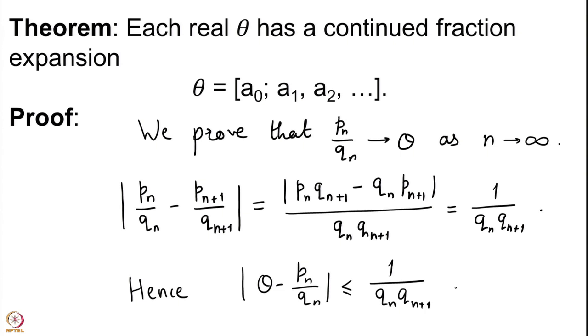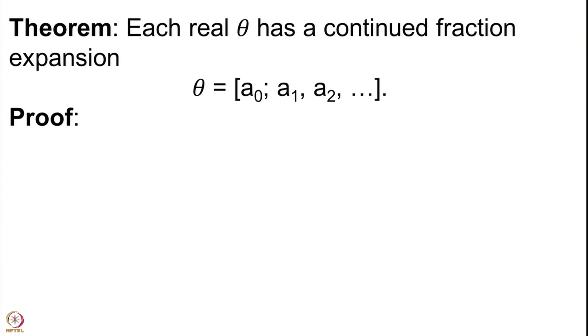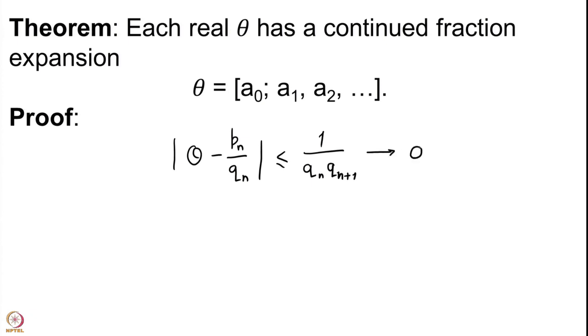But then we have lemma 4, which tells us that the sequence Qn goes to infinity. Mod theta minus Pn upon Qn, which is less than or equal to 1 upon Qn Qn plus 1, this right hand side goes to 0 as n goes to infinity, because Qn go to infinity. So, given any number, there are only finitely many Qn's less than or equal to that number, the sequence Qn goes to infinity. So, this is some notion of analysis that I am going to be using here. This is a very basic notion which normally one learns right after one completes one's 12th standard.